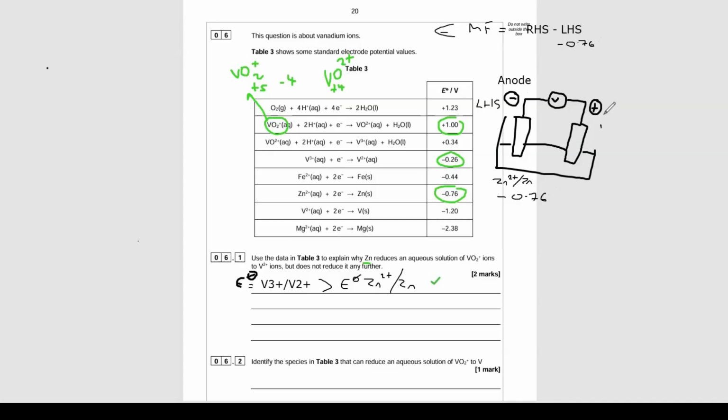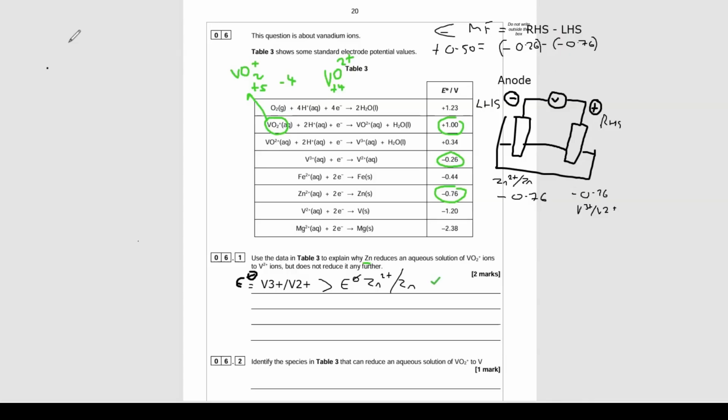Now my right-hand side is going to be minus 0.26 and is represented by V3 plus to V2 plus. Okay, so that's the way you always set it up. The more positive one is obviously the positive electrode, and the more negative one is going to be the negative electrode. So what we're saying is, can this give electrons to that? Well, we can do this little calculation and find out if it has a positive or negative electromotive force. So we're going to do the right-hand side, minus 0.26, take away minus 0.76, and you can whack that in your calculator now, and what you'll get is a plus 0.50.